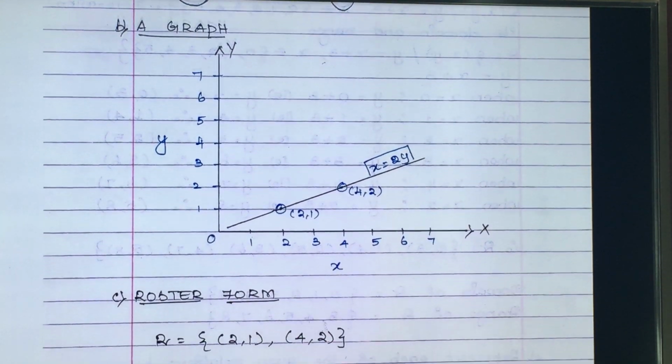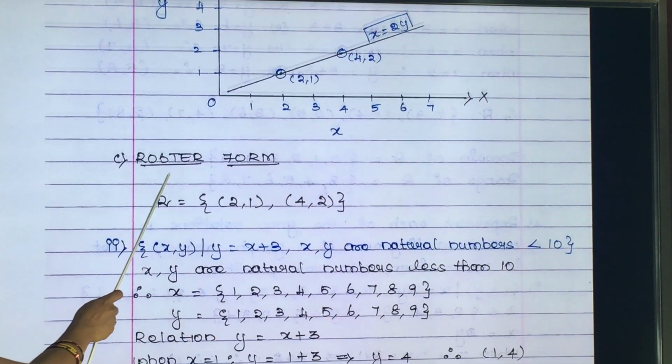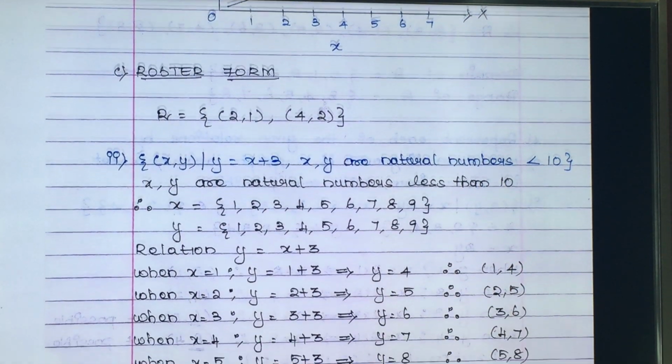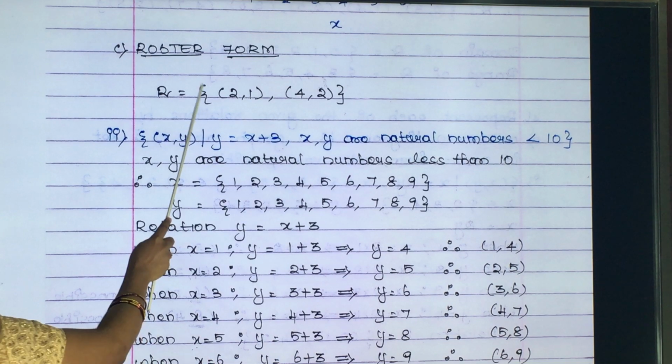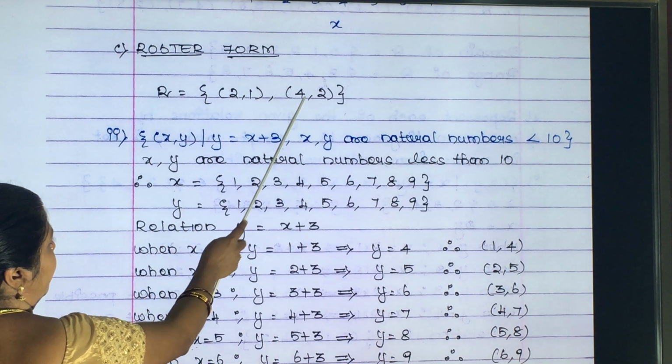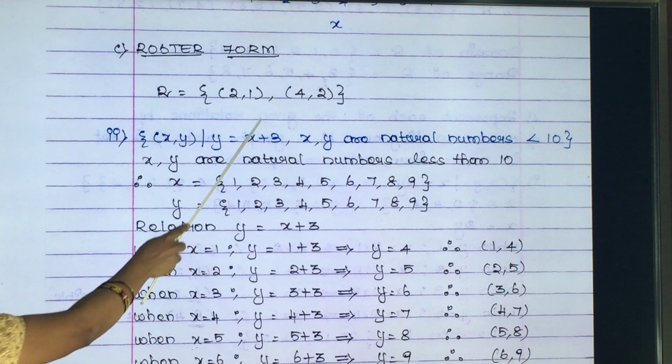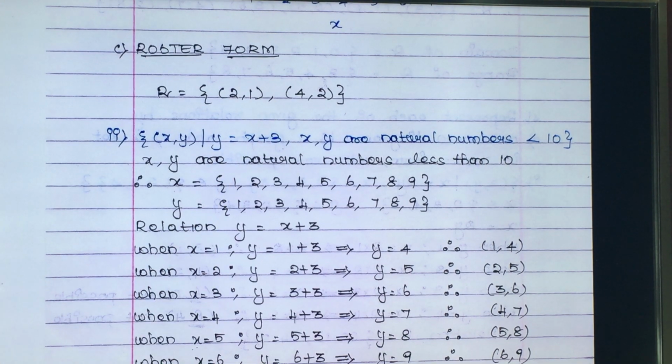Next, we need to write the same in the roster form. So how to write it in the roster form? R is equal to, very easy, right? Open the set bracket, write the ordered pairs, close the set bracket. Put a comma in between the ordered pairs. This is how you need to write it in the roster form. That's all.